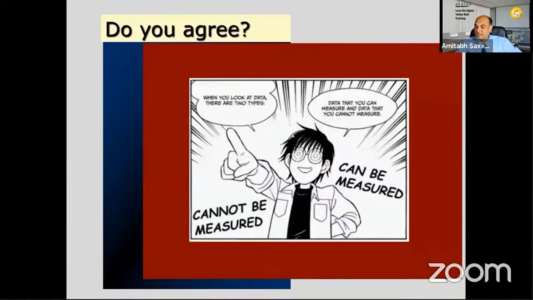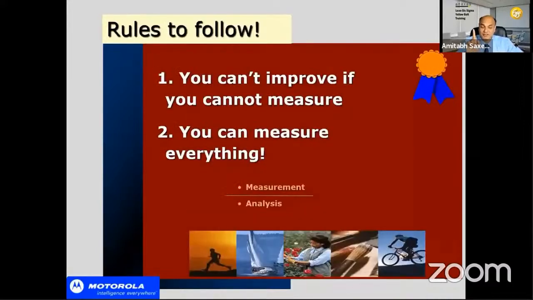Some people are telling, yes, I agree. Most of you are saying agree. Some people are saying no. But let me tell you, sorry, no, it's not. You can't improve if you cannot measure, and you can measure everything.